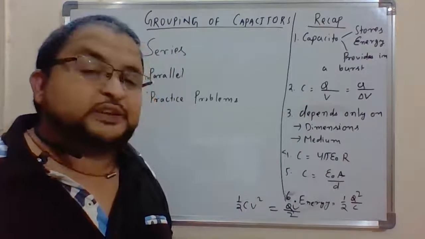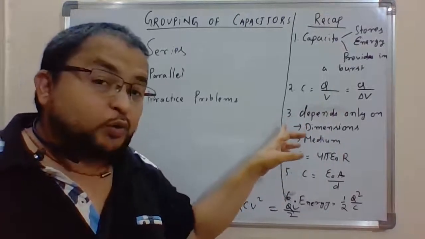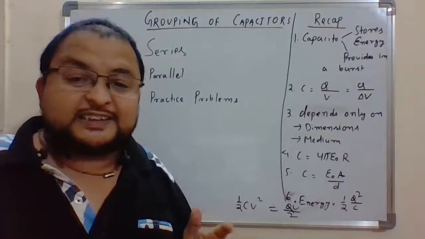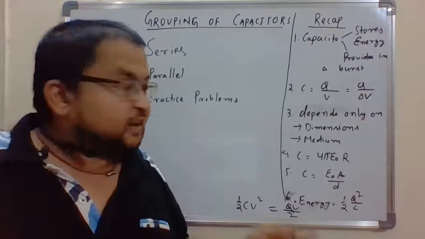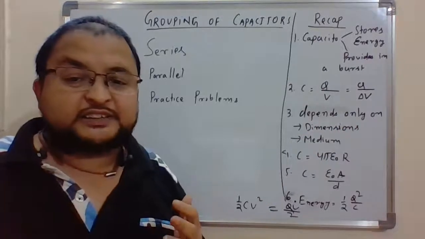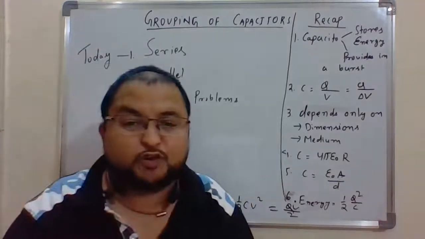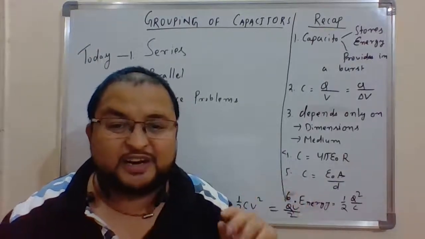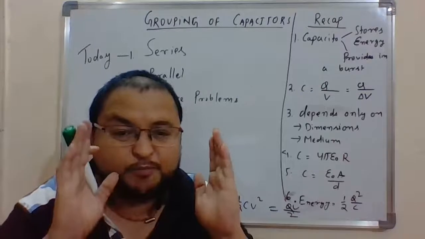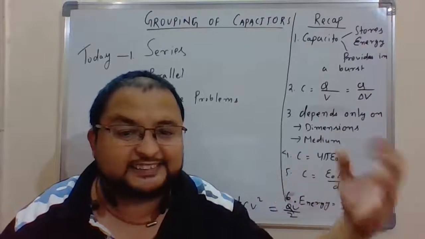We understood these definitions in the first class, and also that though by definition capacitance is equal to Q by V, in reality it depends neither on charge nor on potential difference. Rather, when a capacitor is created, its capacitance gets fixed. Once its dimensions are fixed and the medium between the two plates is defined, the capacitance is defined as C, right?